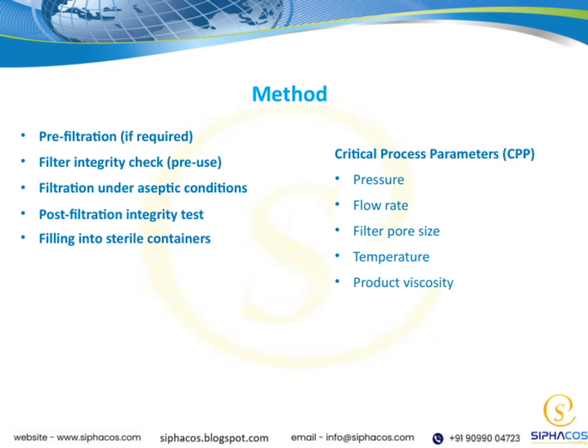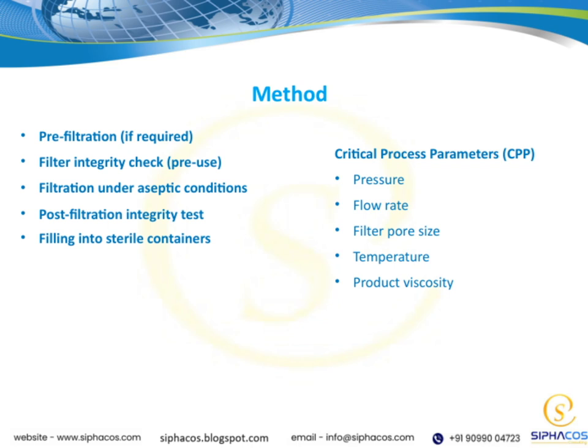Product viscosity also influences how easily the liquid passes through the filter, so understanding its properties helps us set the right parameters. Now, regarding the method, pre-filtration might be necessary if the product contains larger particles or debris to protect the main filter and improve overall efficiency. Before starting, a filter integrity check, or a pre-use test, ensures that the filter is properly functioning and free of defects. During filtration, working under aseptic conditions is critical to prevent contamination and maintain product sterility.